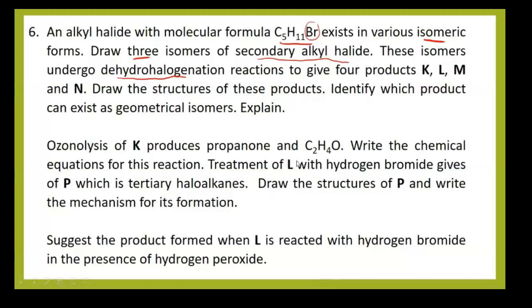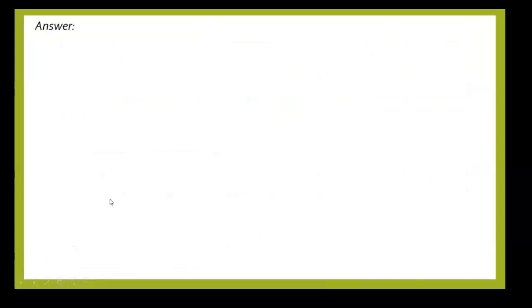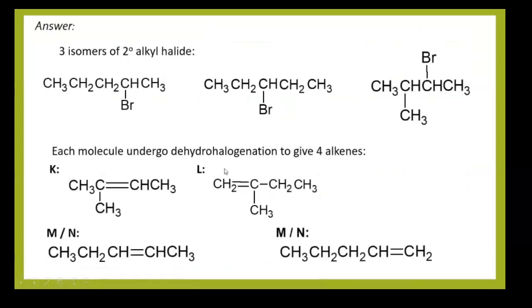So treatment of L with hydrogen bromide will give a P, which is a tertiary haloalkane. Now they give you a hint to find which one is L. From the four products here, which one is L? From the start we know who K, L, M, N are. Just now we found out which one is K. Now which one is L?